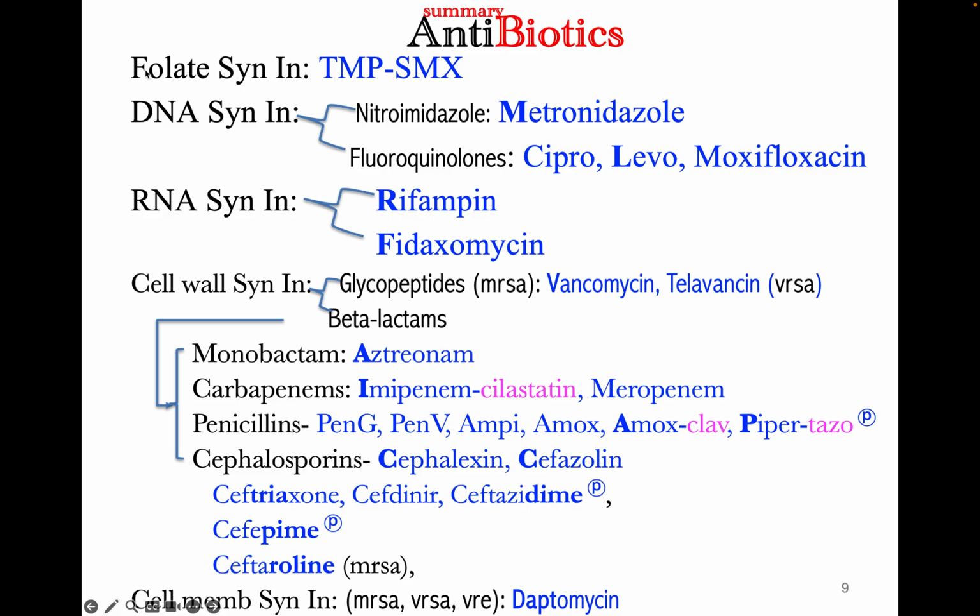So folate synthesis inhibitors, nucleic acid synthesis inhibitors, there are two types, DNA and RNA synthesis inhibitors, cell wall and cell membrane. That's it. 5 different classes, okay, sections: cell wall synthesis, cell membrane synthesis, DNA, RNA, and folate synthesis. That's it. Okay, so let's start with the folate synthesis inhibitors. Only one major drug to study.